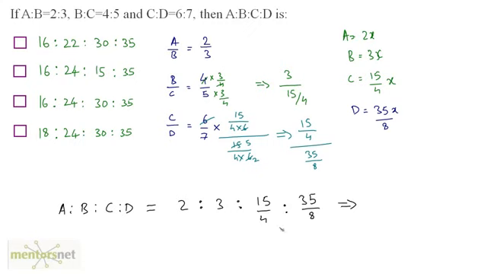Now we can multiply each term with the LCM of 4 and 8, which is 8. So 8 times 2 is 16 is to, we have 8 times 3 is 24 is to 15 by 4 times 8. So 4 times 2 is 8, so we have 15 times 2, so 30 is to, we have 35. So we have found out our answer, which is option number C.